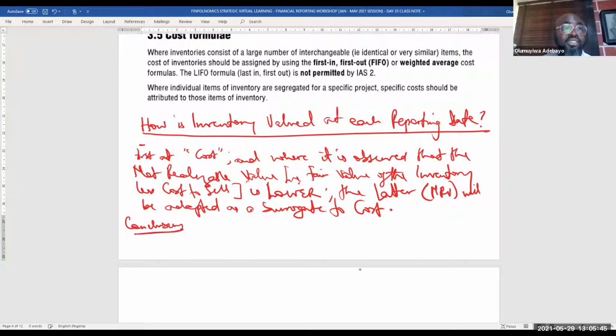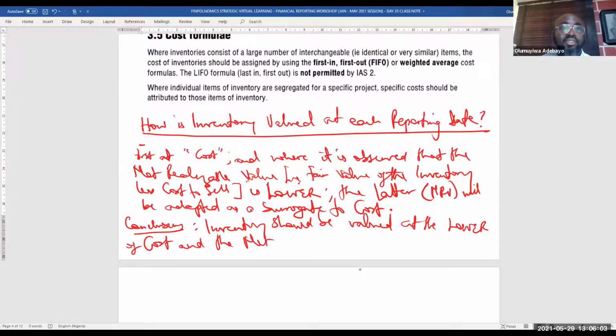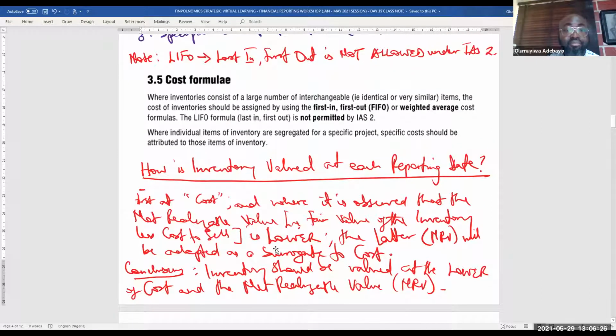That's the conclusion that says inventory should be valued at the lower of cost and the net realizable value. Does that make sense now? Okay.